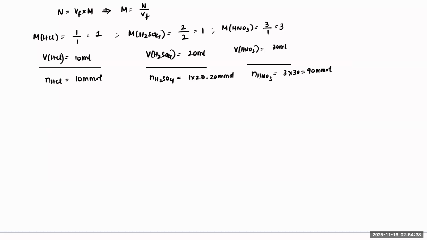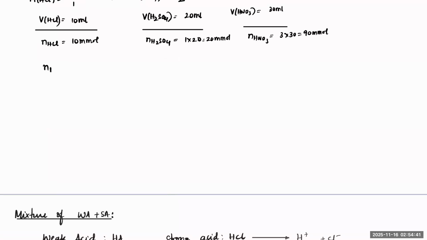Correct. Now, what about the number of moles of H plus ions? H plus ions in HCl will be the same, which is 10. Here, number of H plus ions will be 20 into 2. Why? Because every H2SO4 will give you 2 H plus ions. Here, number of H plus ions this can generate is 90 into 1. So the total number of H plus ions will be 10 plus 40 plus 90. So how much do we have? 140. Clear?